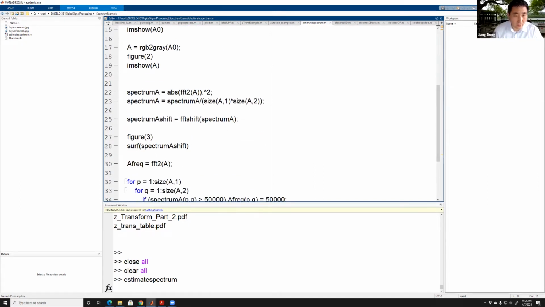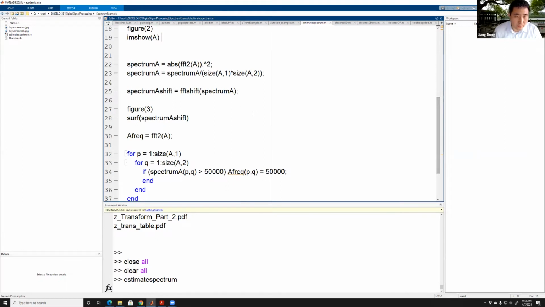Then I compute the spectrum of A by doing an FFT2. That's a two-dimensional FFT working on an image. Taking this value, I take the absolute value squared, so I'm only going to take its spectrum, its density. Then the spectrum of A is normalized, divided by the size of A in the first dimension times the size of A in the second dimension. So it's the normalized spectrum of A.